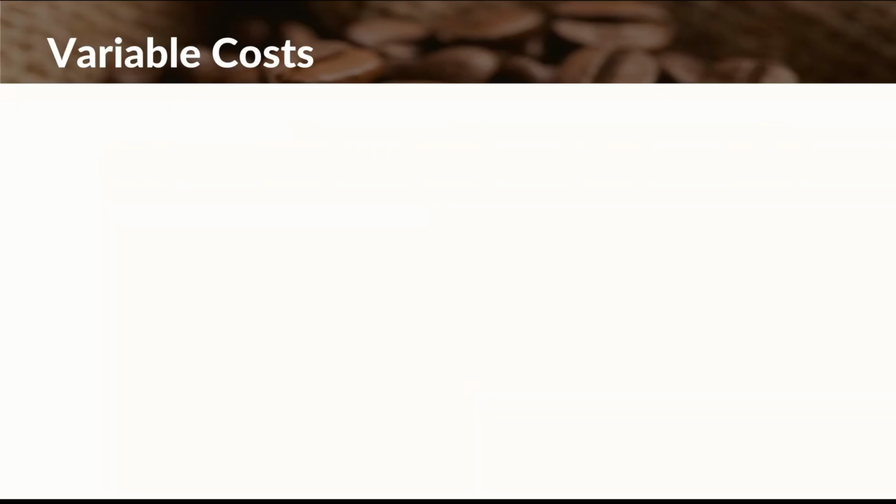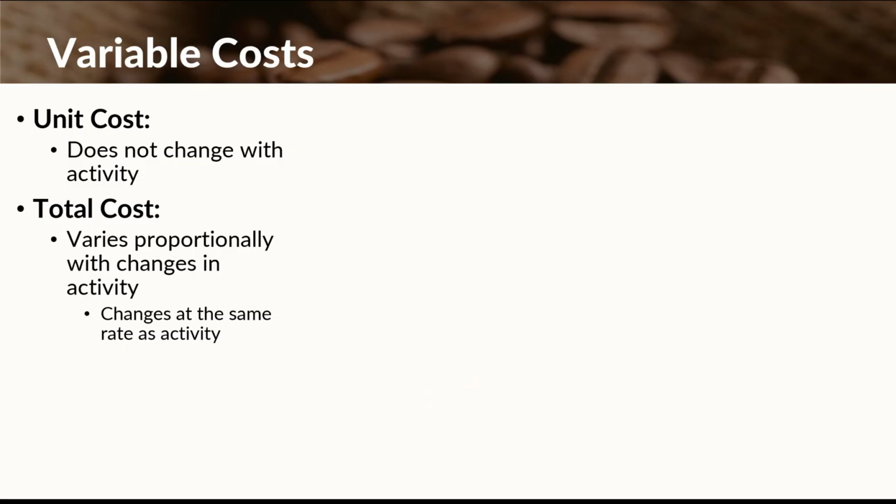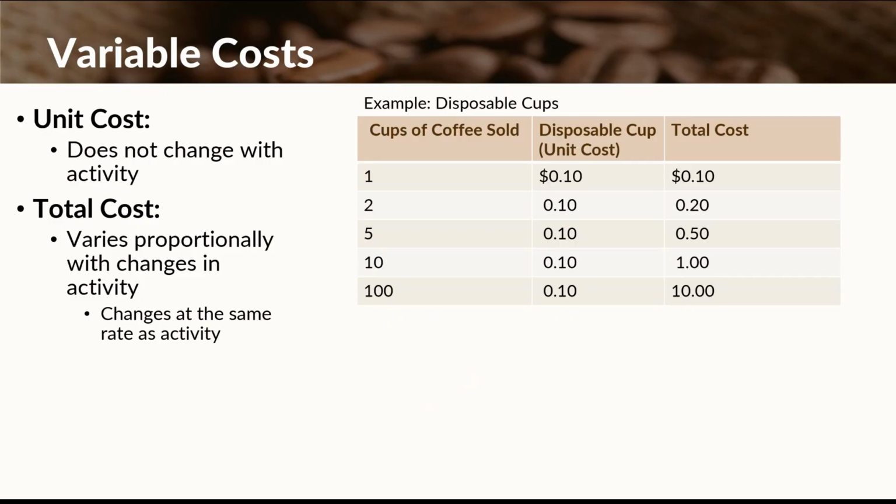Next, let's look at variable costs. Variable cost is where the unit cost does not change with the activity, but the total cost varies proportionally with changes in activity. And by proportionally, I mean it changes at the same rate as the activity level. An example for our coffee shop might be the disposable cups. It might cost the company 10 cents for each disposable cup. So the unit cost is constant, but the total cost increases as we sell more cups of coffee.